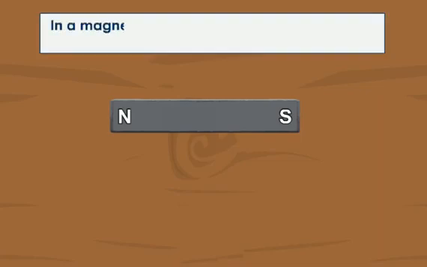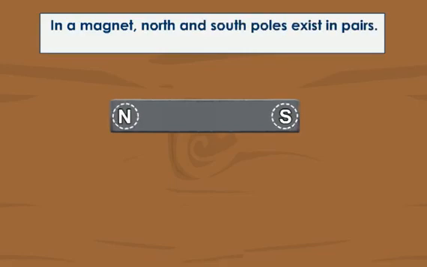Let us look at the other property of a magnet. Students, magnetic poles always exist in pairs. In a magnet, north and south poles exist in pairs. They cannot be isolated. If a magnet is broken into two pieces at the middle, each piece will become a complete magnet containing a north and a south pole.